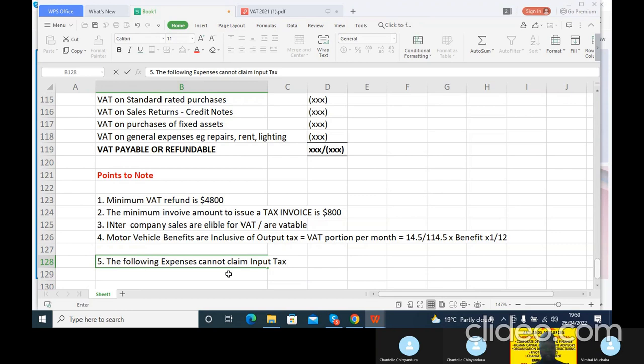All right, do you want to ask something? Go ahead. I have a question. Yes, go ahead. My fringe benefits. Auntie, we are talking of our motor vehicle benefits. Yes. These are the common ones.